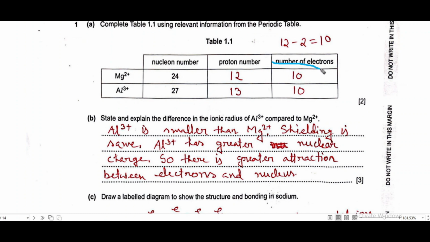Now the number of electrons. Magnesium proton number 12, and the 2 plus means 2 electrons less, so 12 minus 2, 10 electrons. Aluminum ion, 13 minus 3, 10 electrons.